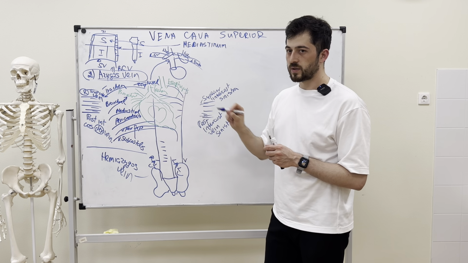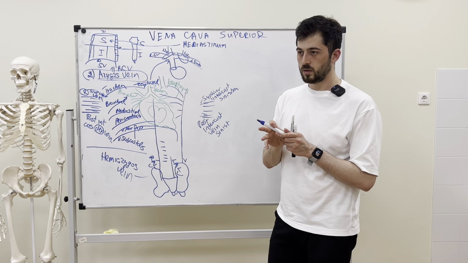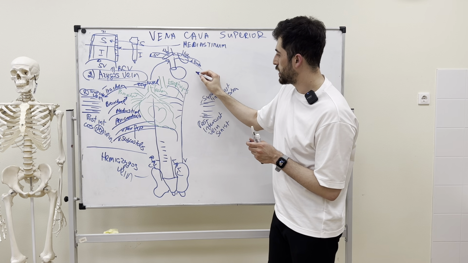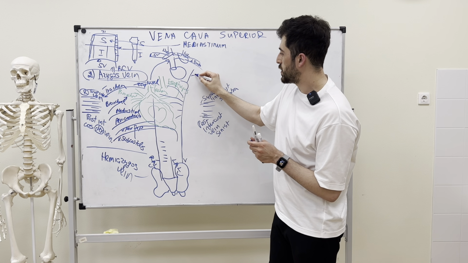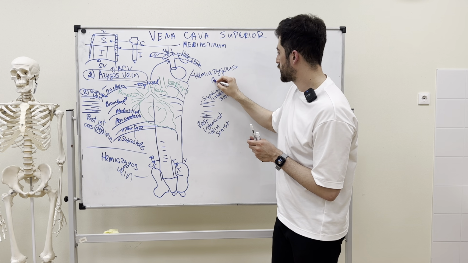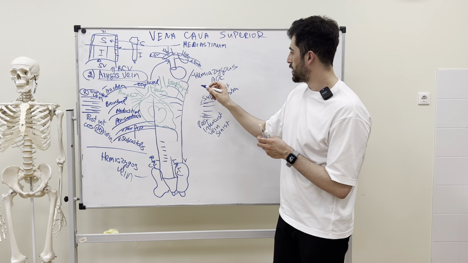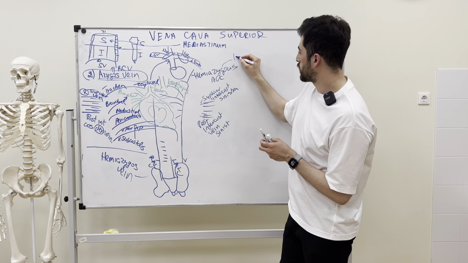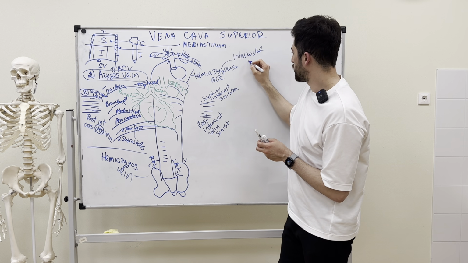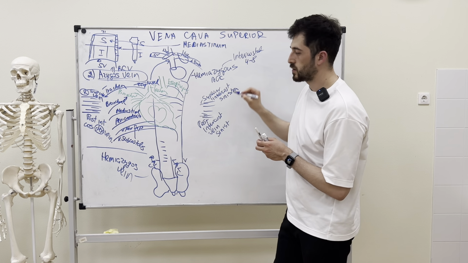before draining into the azygos, it forms some connection with which vein? Good. Then when it turns to the right side, we have here the accessory hemiazygos, right? The accessory hemiazygos will drain into the hemiazygos, and this will get blood from which intercostal spaces? T4 to T8. Intercostal spaces from 4 to 8, right?